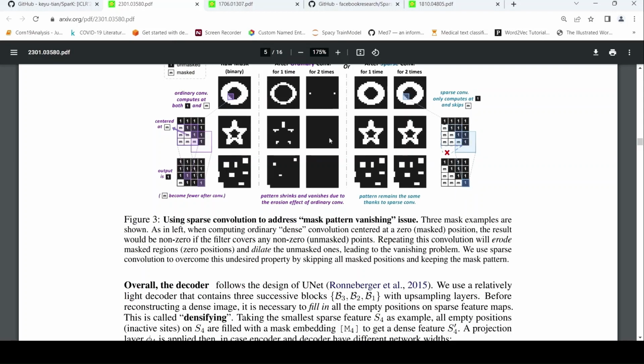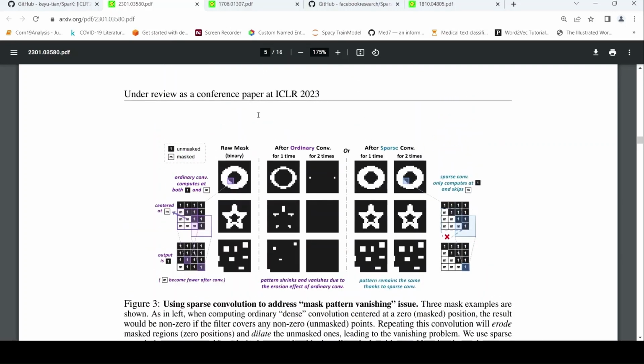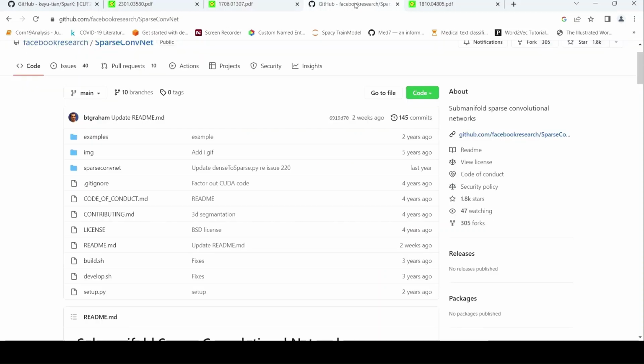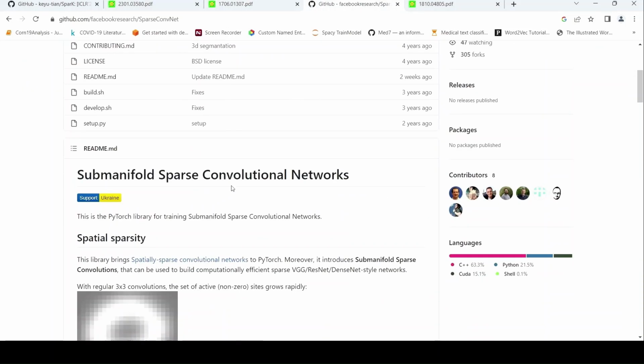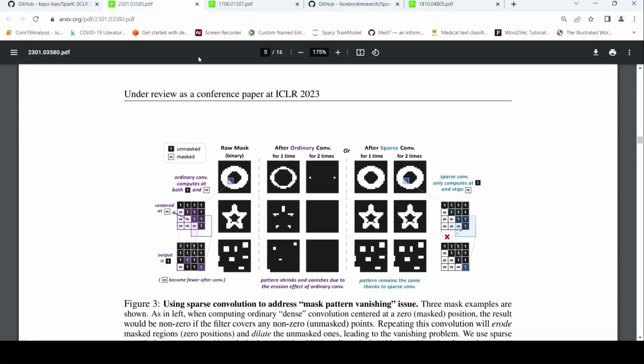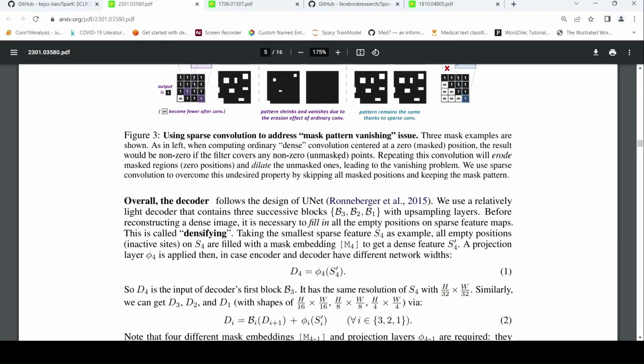So they make use of something called sparse convolution, which is explained in this particular paper called Submanifold Sparse Convolutional Networks. I'll be putting the link of this paper in the description of the video. You can check that out. They also have a PyTorch library for this particular sparse convolution. So that is the idea over here.